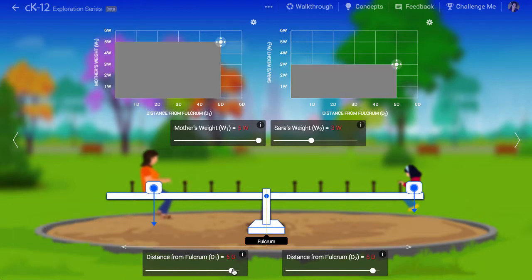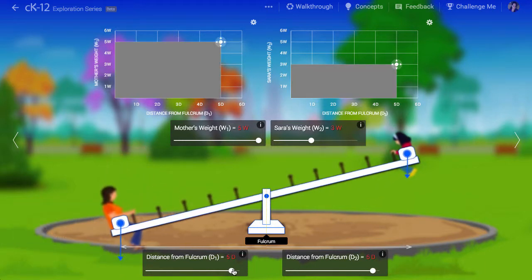Now, if one rider exerts more torque, the system rotates about the pivot. Additional torques can be generated by pushing off the ground with your feet. Play around and see how many different equilibrium settings you can find.